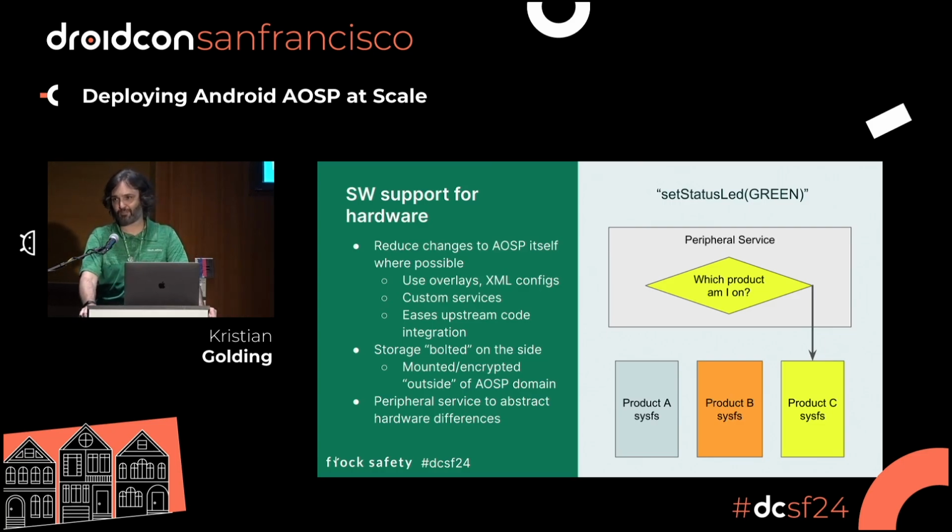On all the different products we have, we might have a status LED that we want to turn green. So we have a peripheral service, a Kotlin service that's saying, okay, which product am I on? Am I on product A, B, or C? And we have sysfs files generally exposed to say, hey, these are the GPIOs that we're using for these different LEDs. They're going to differ per chipset, right? And so the peripheral service is going to go, okay, I'm on product C. These are the sysfs files that I'm going to be using to set the status LED green. So cool, let me go do that. The other applications are going to be using this peripheral service to talk to hardware. They're just calling this interface, set status LED green. They don't need to worry about anything else.